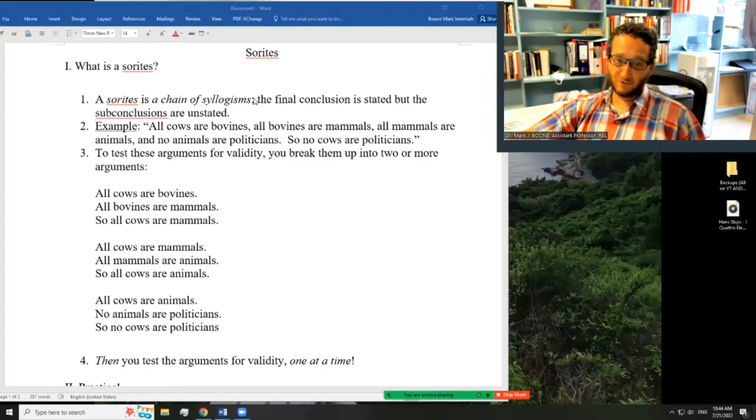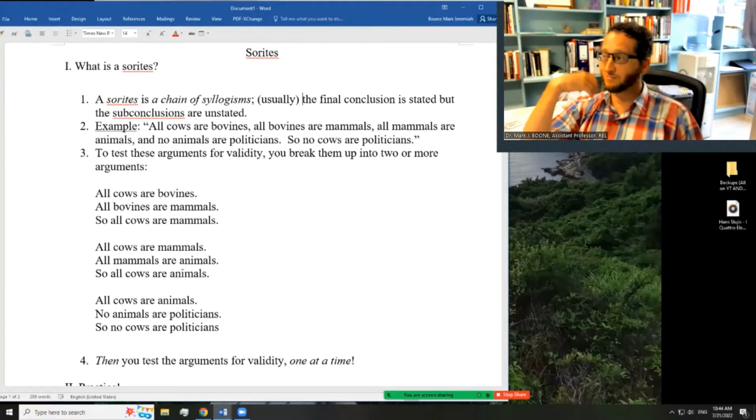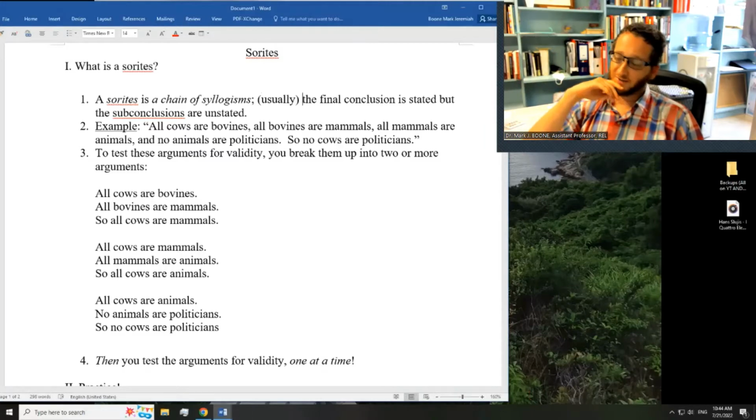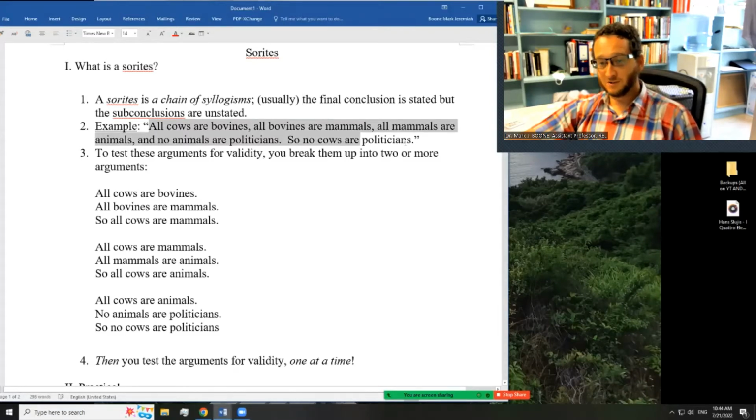Usually the final conclusion is stated, but the sub-conclusions are left unstated. Now, if you find an exception, someone states the sub-conclusion and leaves the final conclusion implicit, I won't say it's not a Sorites. Usually, though, the final conclusion will be stated, but not the sub-conclusions. So, for example, all cows are bovines, all bovines are mammals, all mammals are animals, and no animals are politicians, so no cows are politicians.